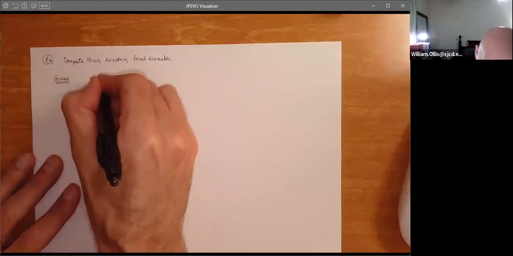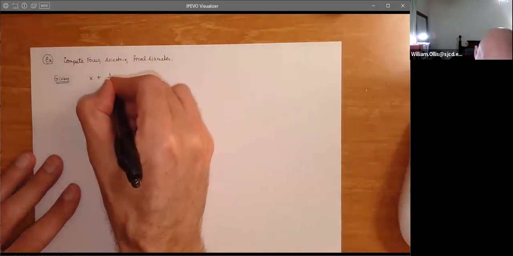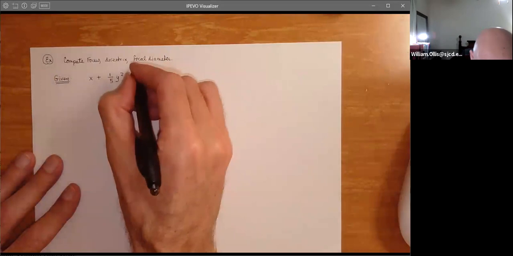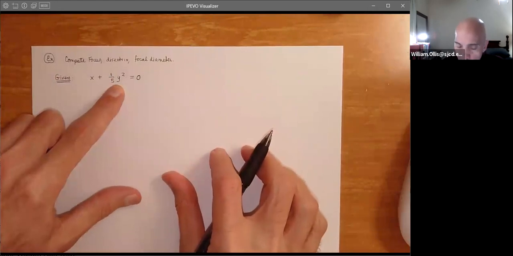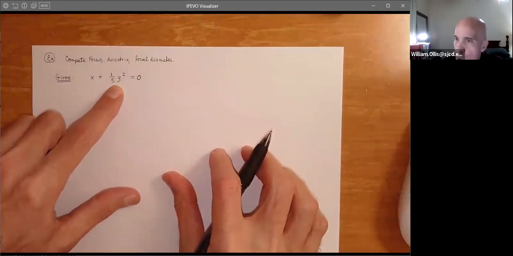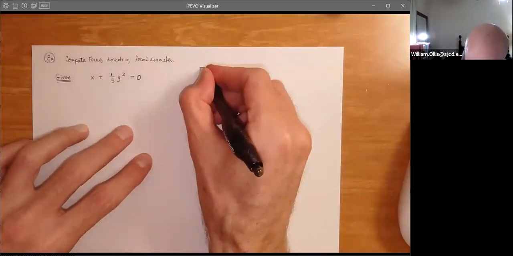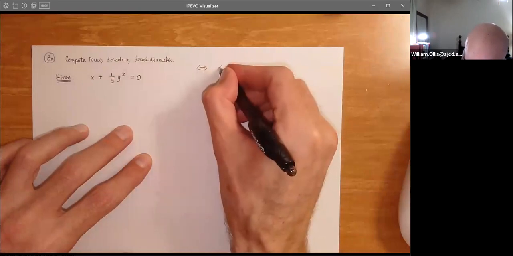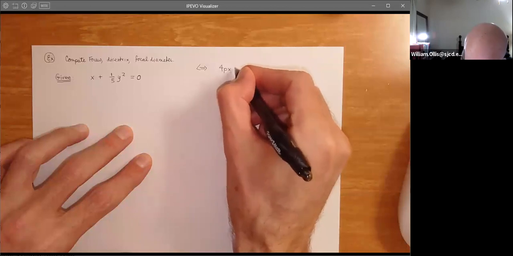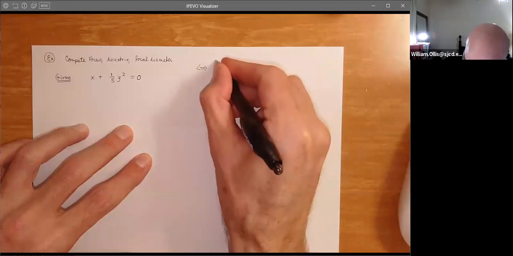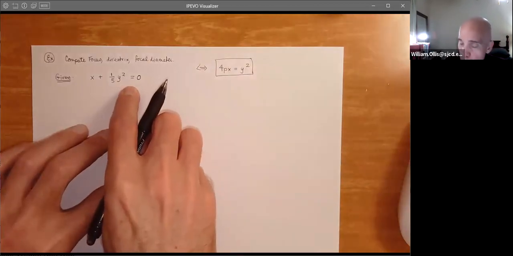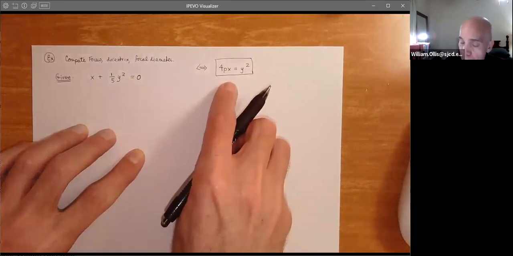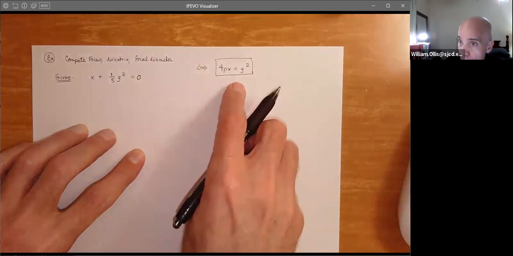We have x plus 1/5 y squared equals 0. Now, this is where we're thinking, okay, well, we had two forms. We had the form where x was squared and we had the form where y was squared. So this implies we just think of the standard form here. We say 4px equals y squared. That's the standard form that corresponds to this equation. So we don't have to worry that this is not where we need to go. This is exactly where we need to go.